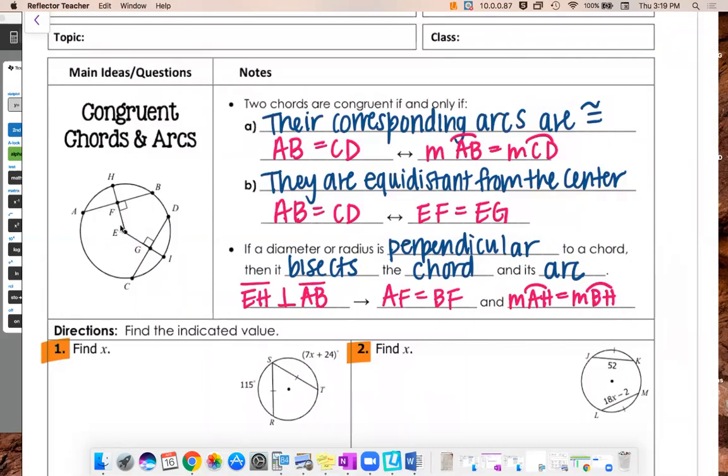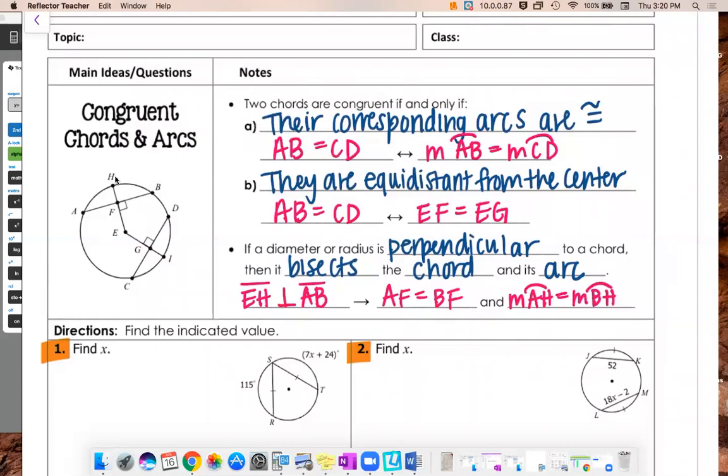So this EF is congruent to EG. So these little parts are going to be congruent. They're equidistant from the center. And then if a diameter or radius is perpendicular to a chord, then it bisects the chord and its arc. So if EH right here is perpendicular to AB, which it is because you have a 90-degree angle, then that means it splits this chord into two equal pieces. So AF is equal to BF, and then it also splits the arc into two pieces. So AH is congruent to BH right here, the measures of those two arcs.